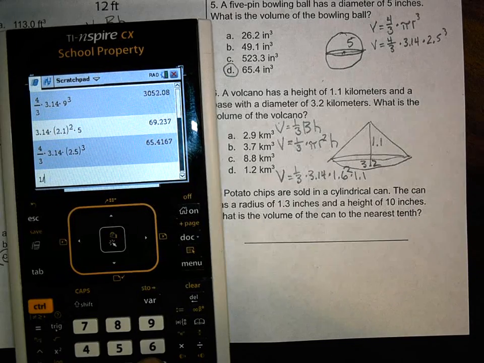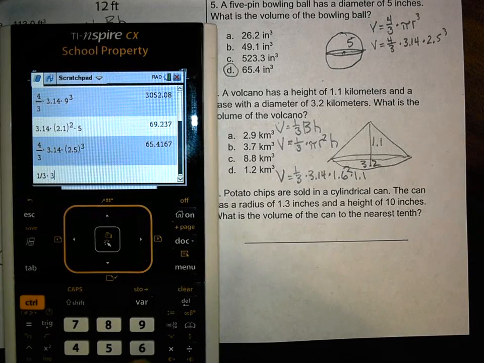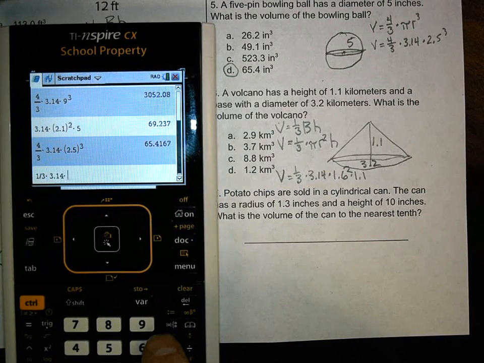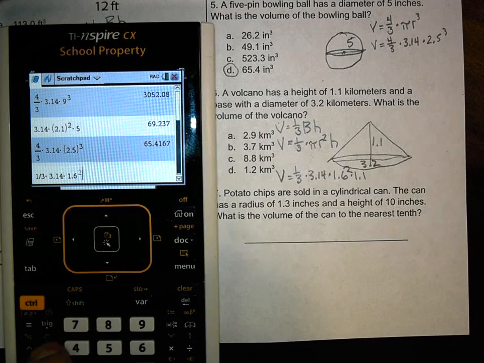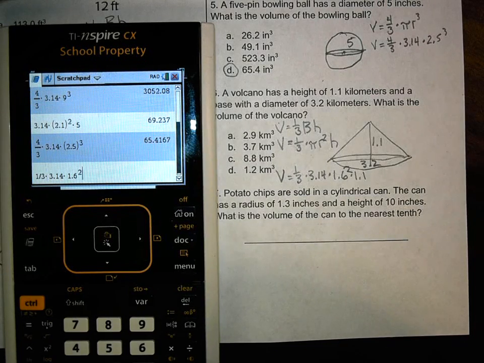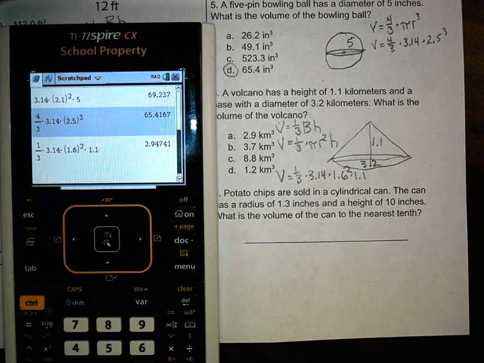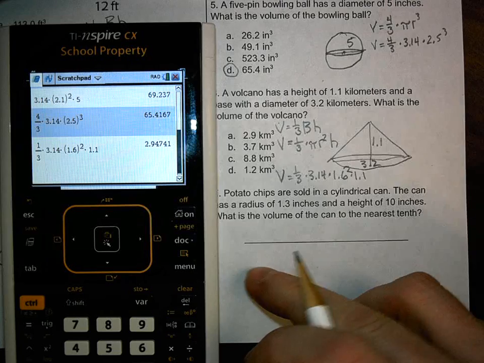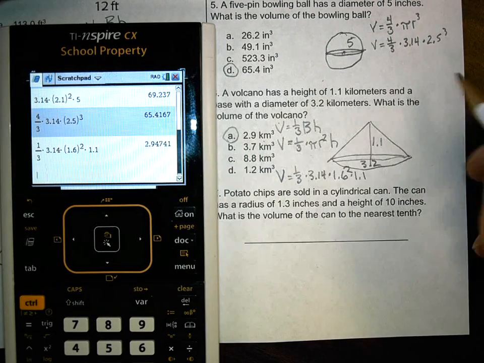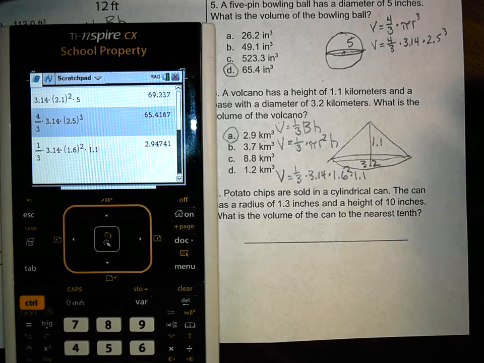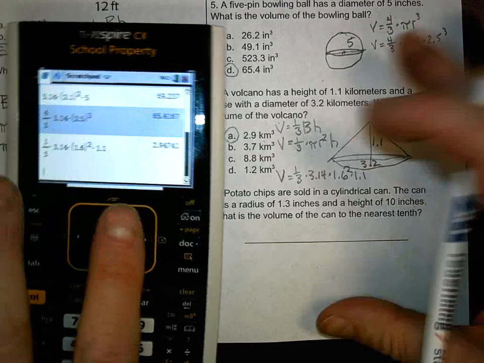1 divided by 3 times 3.14 times 1.6 squared times 1.1. And that equals 2.947. There it is, or to the nearest tenth, 2.947 cubic kilometers. That'd be scary. That's a lot of potato chips.